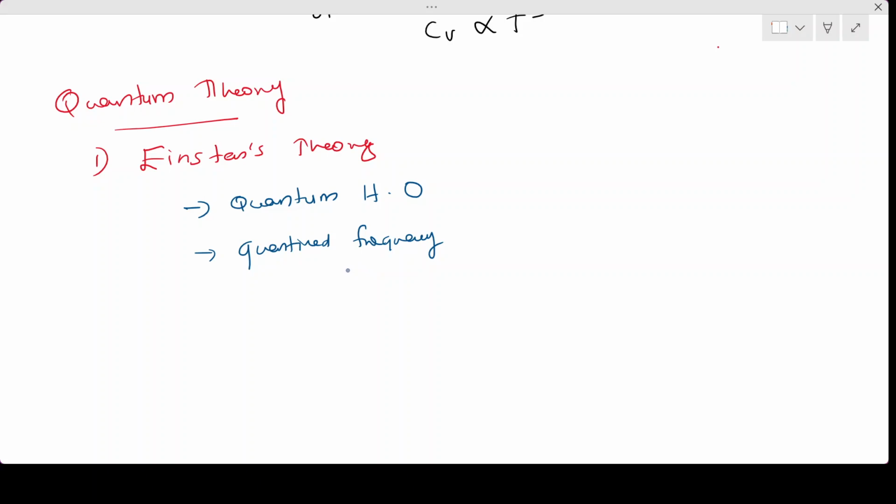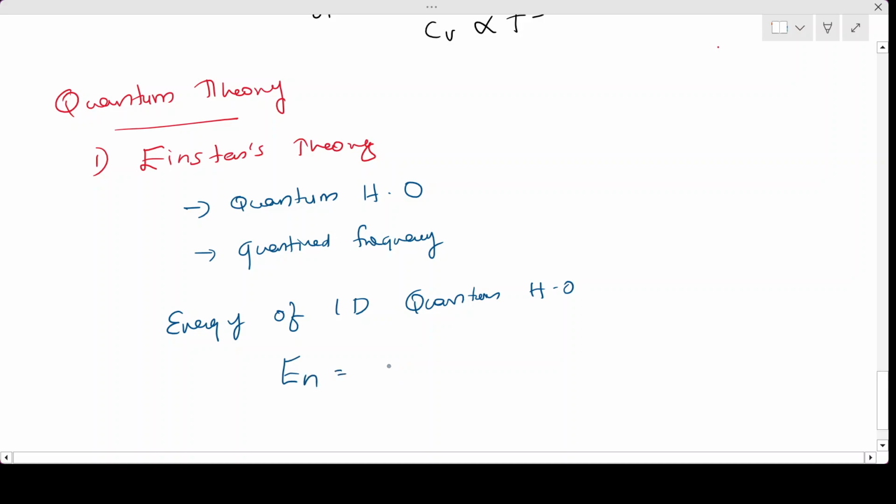You can see that the energy is quantized in terms of the quantum number n equal to 0, 1, 2, 3. The energy of a one dimensional quantum harmonic oscillator is quantized: En is equal to (n plus half) h cross omega, where n can take the values 0, 1, 2, 3, etc. Here n is the quantum number.